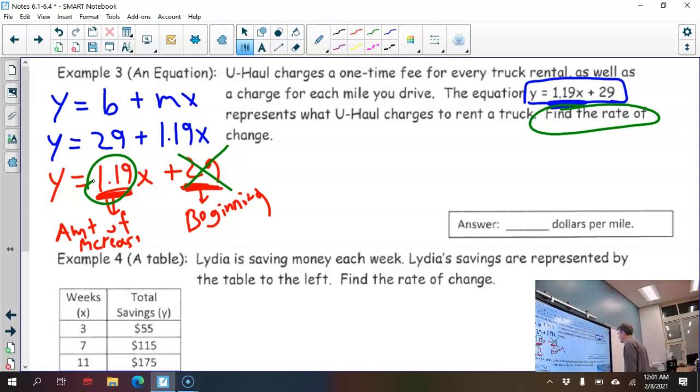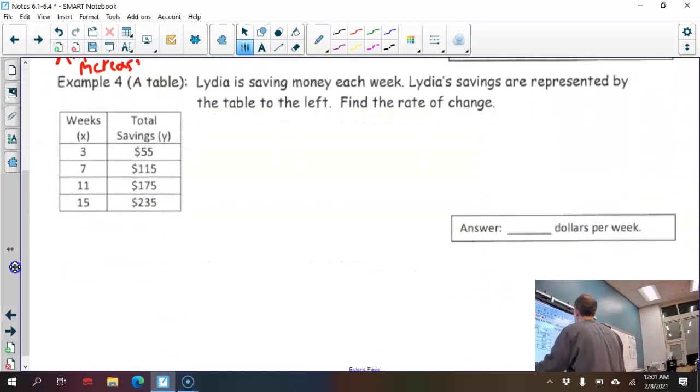So in this case, how much does U-Haul charge in dollars per mile? They charge $1.19 per mile. All right, I keep trying to emphasize the amount of increase each time is the rate of change. And you've done this before. Let's look at a table. I think a table is the hardest kind.